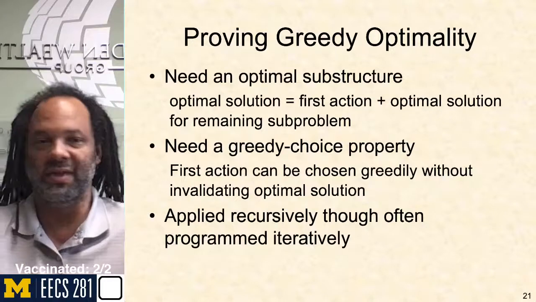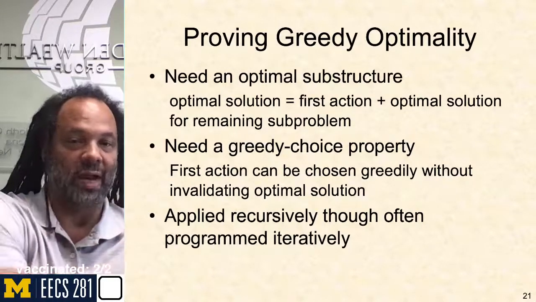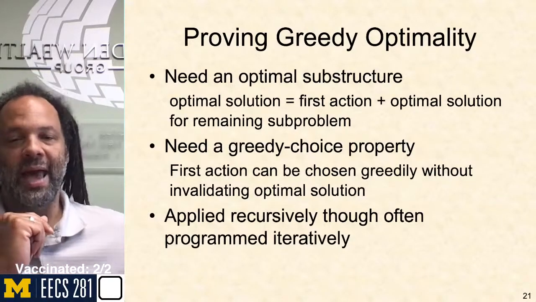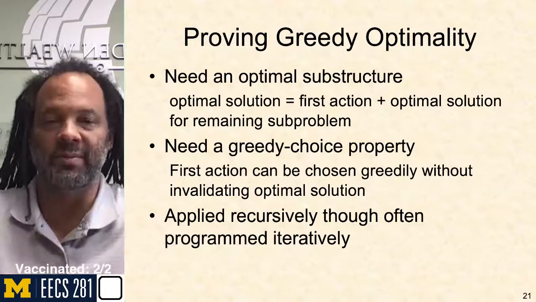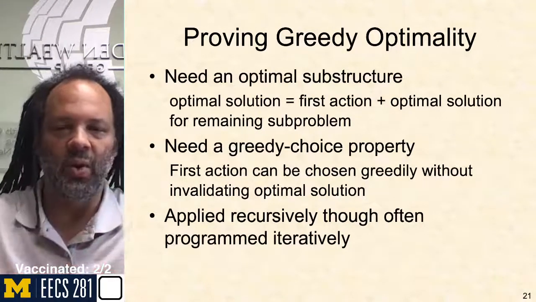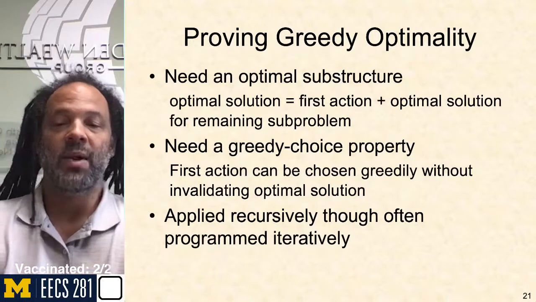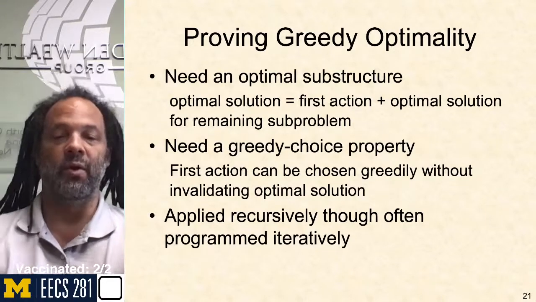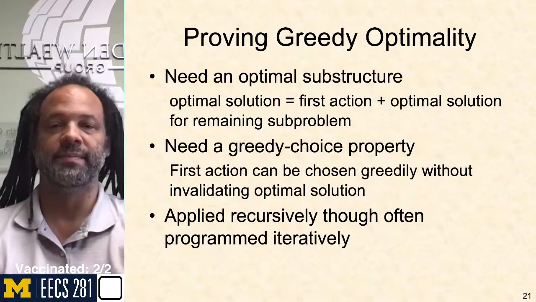I say, well, if I start over here, that's not so good. I might have to climb down to a particular location to start at the right place, and I can go straight up. So the greedy optimality principle is that two-part thing. You need an optimal substructure, and you need the greedy choice property. And then we can apply this. It's applied recursively, though most of the time we are going to program these things iteratively.